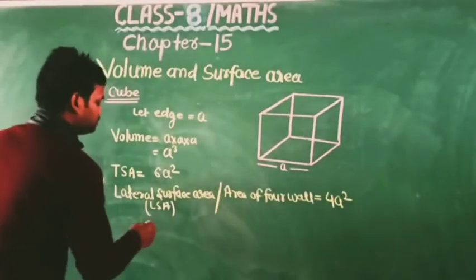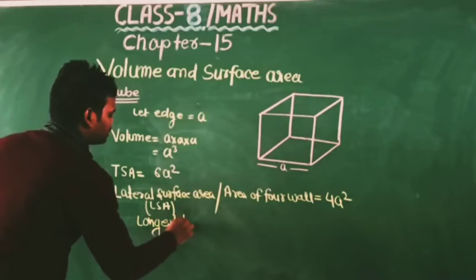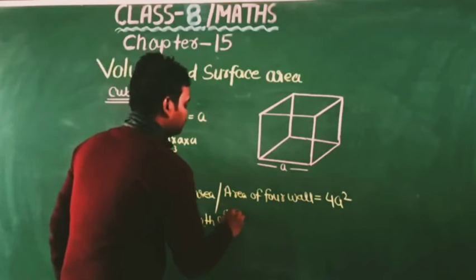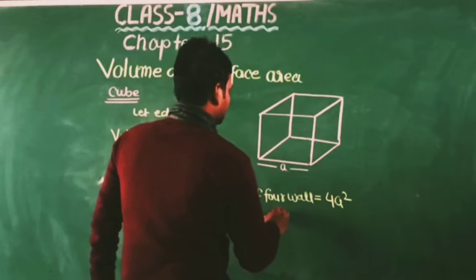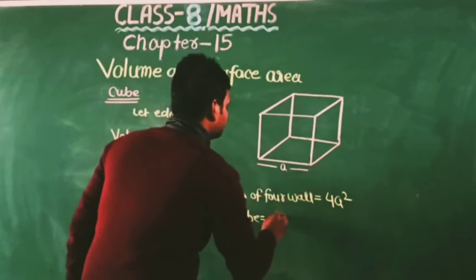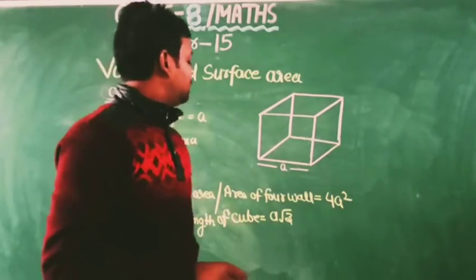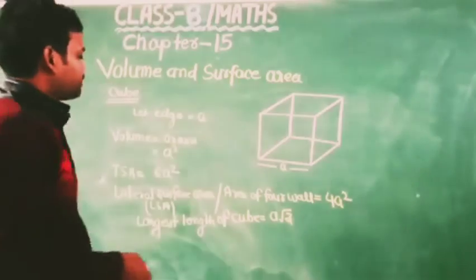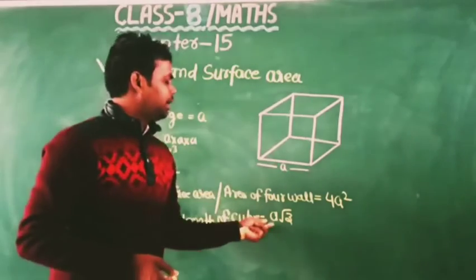And longest length of cube equal to A root 3. Okay, A root 3. This is the longest length of the cube or diagonal of the cube, A root 3.